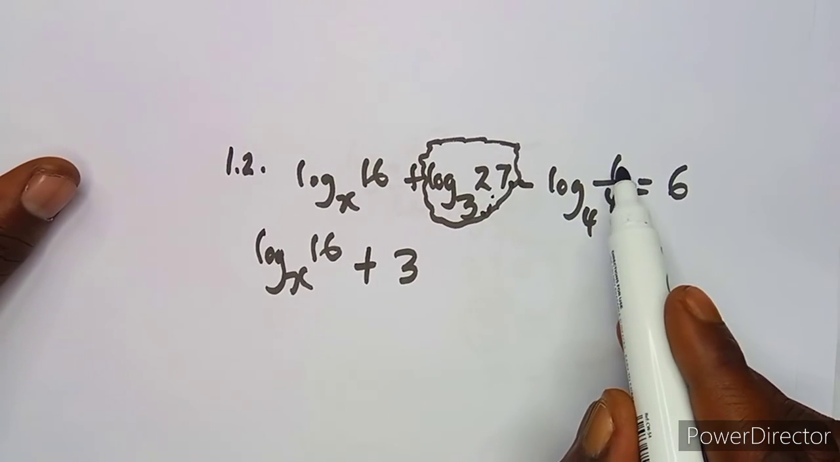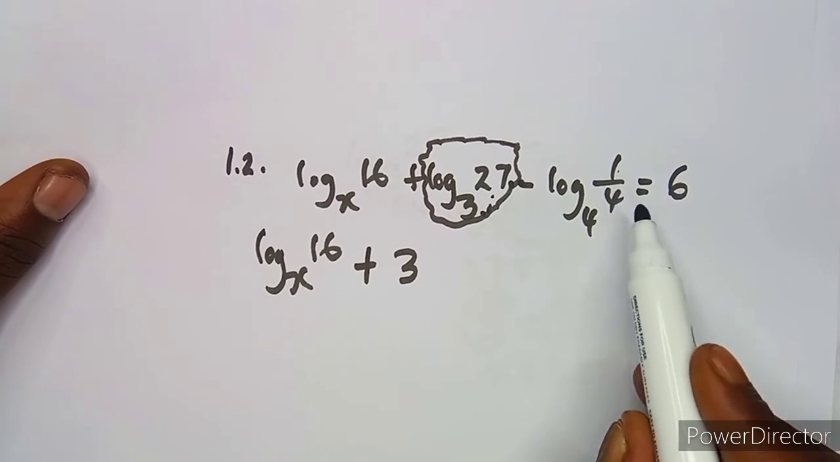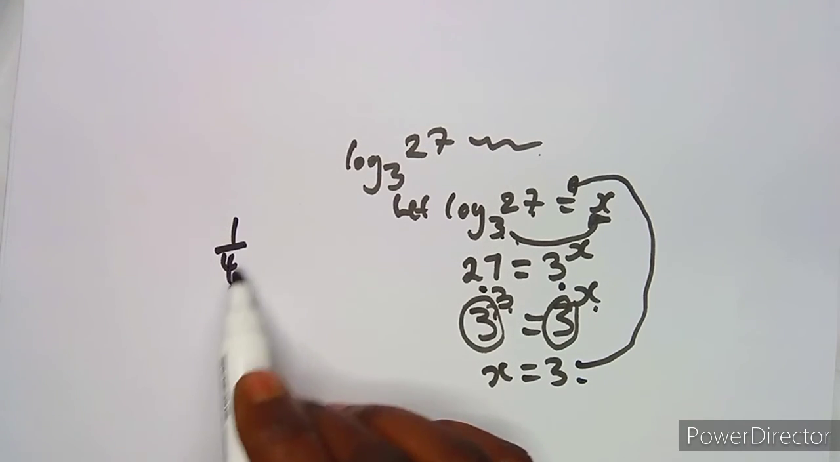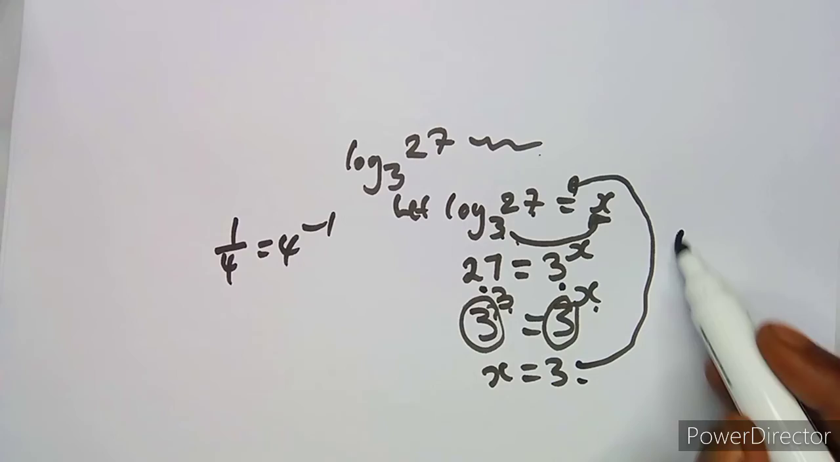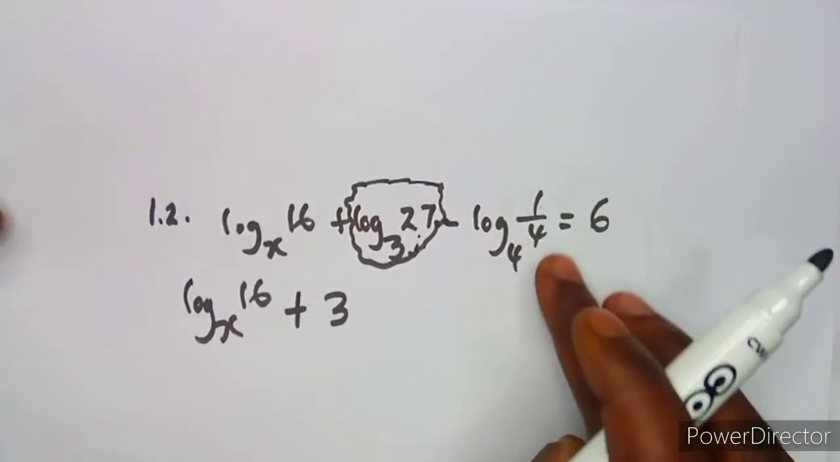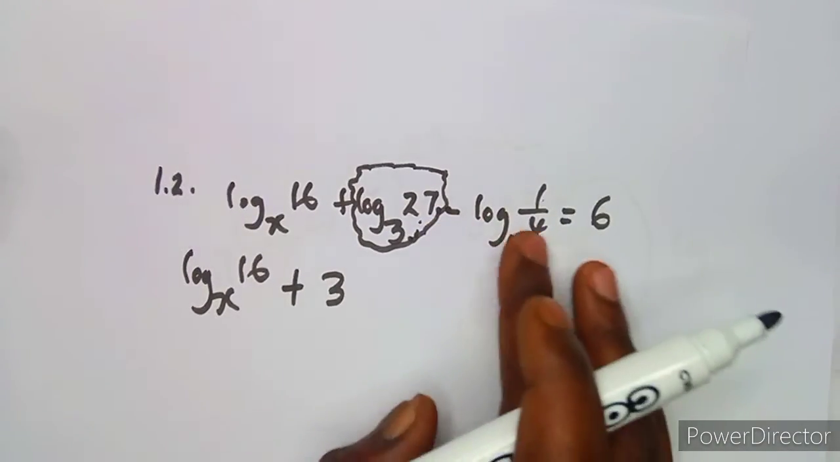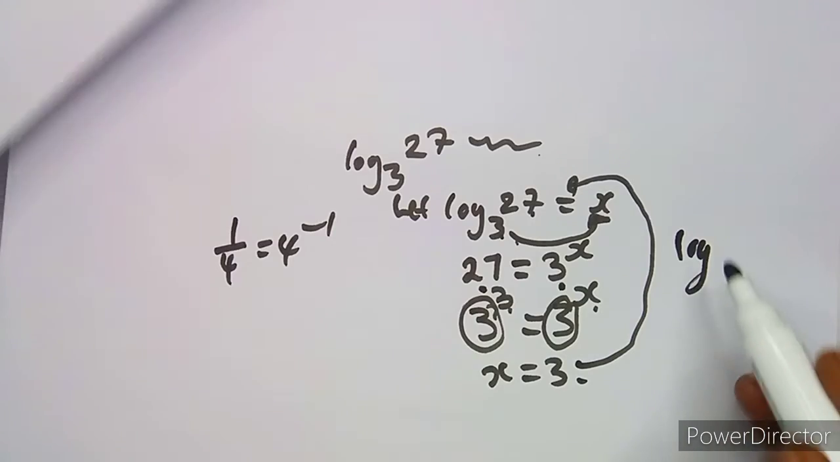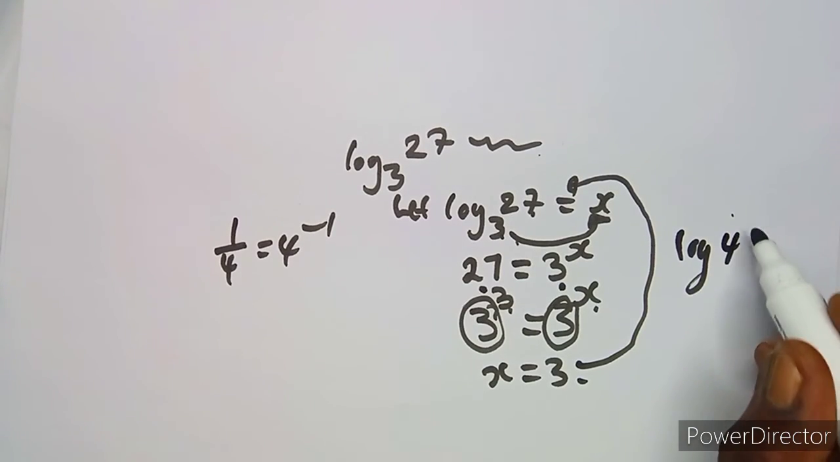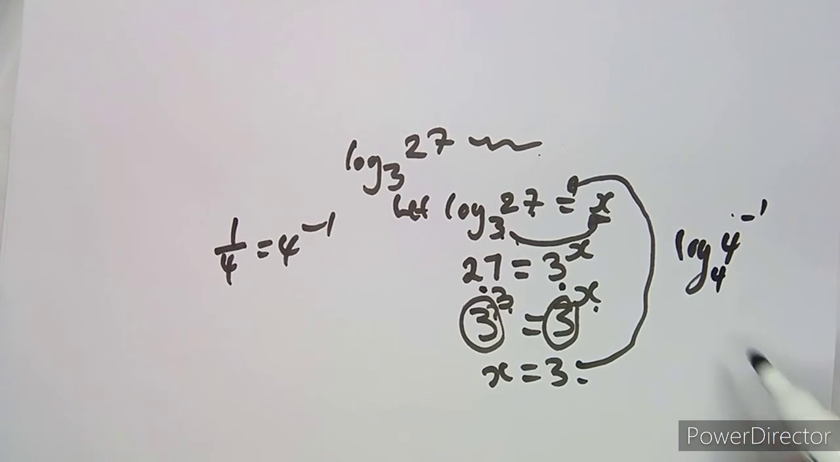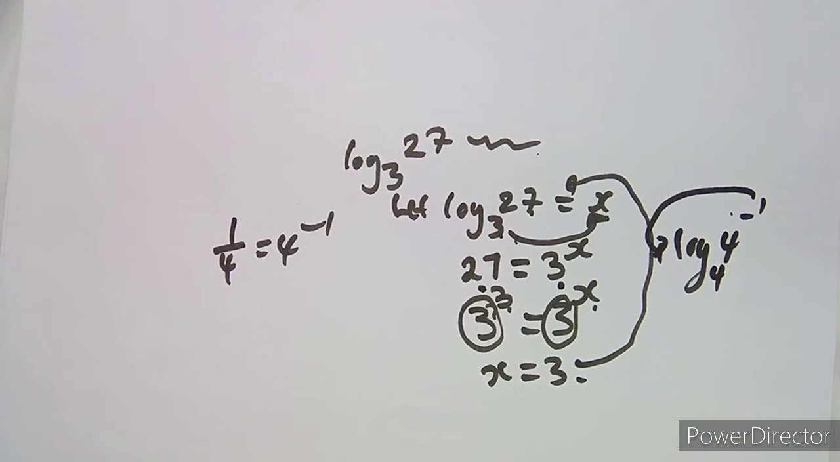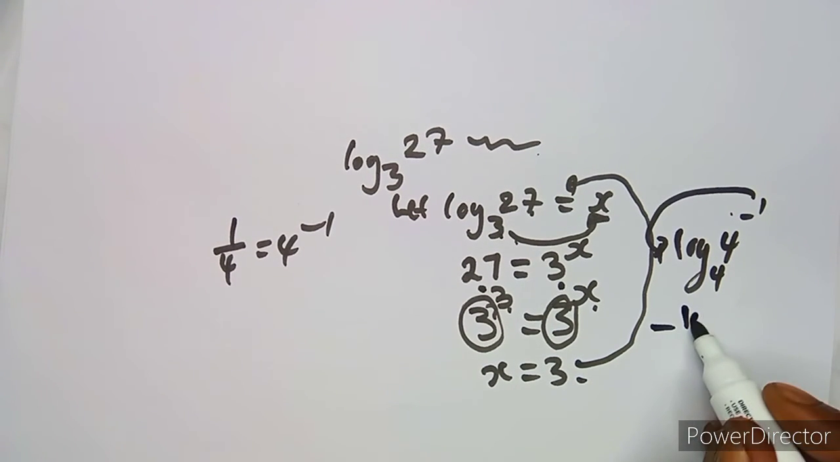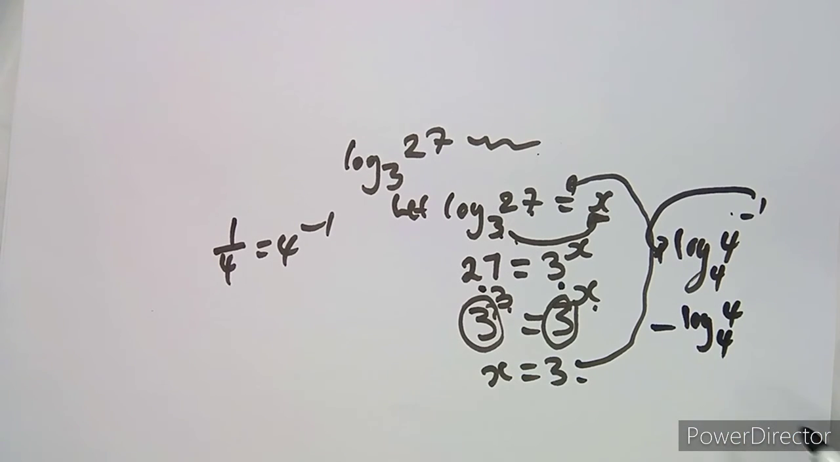Okay, I do the same here. I've got 1 over 4. I remember we talked about this 1 over 4 previously. I'm just talking about this 1 over 4 only. So I've got log 1 over 4, which is now log 4 to the exponent of minus 1 in base 4. So what am I going to do? I'm going to drop the exponent, which is minus 1. So it will be minus log 4 base 4.